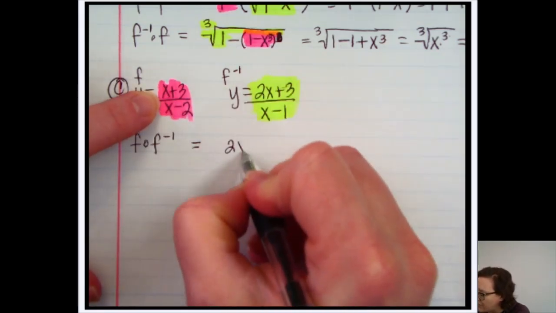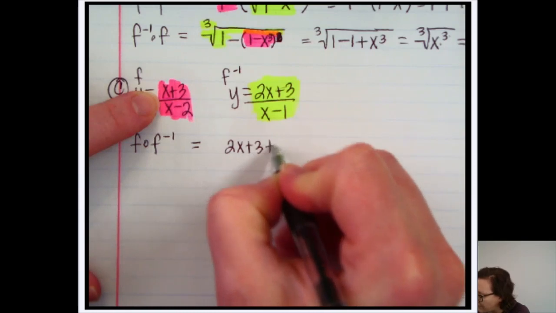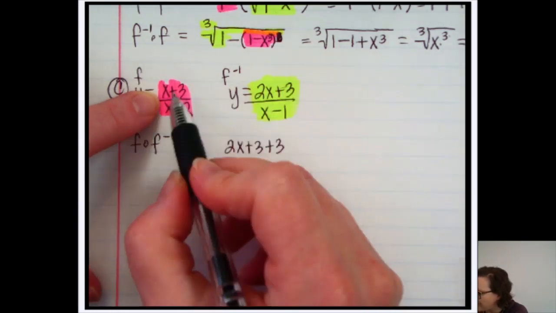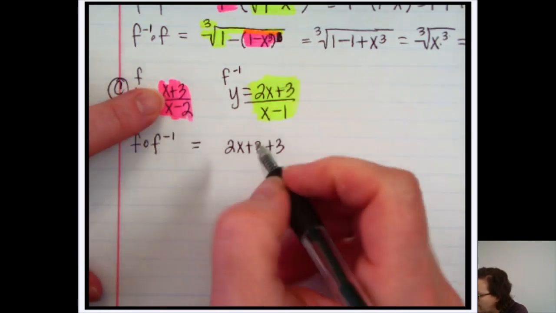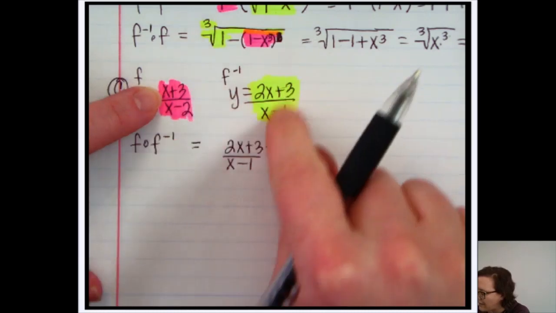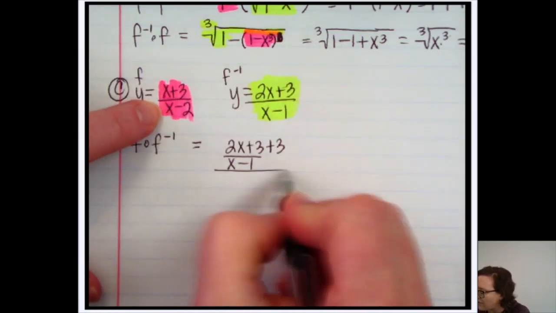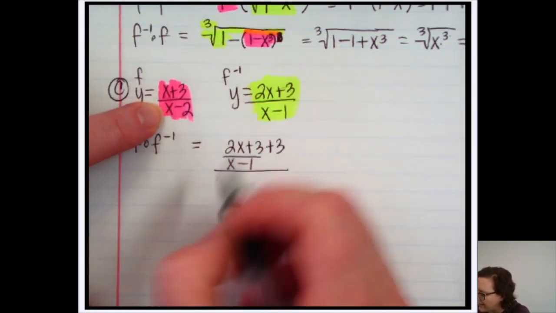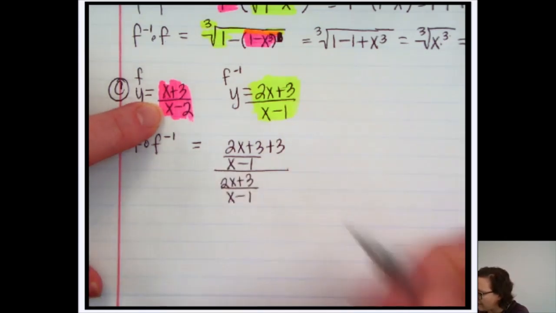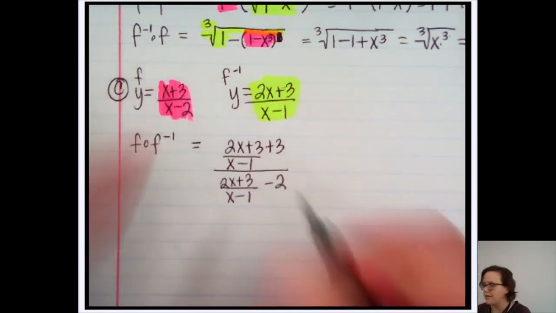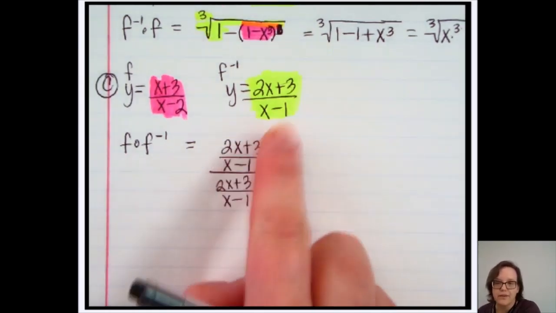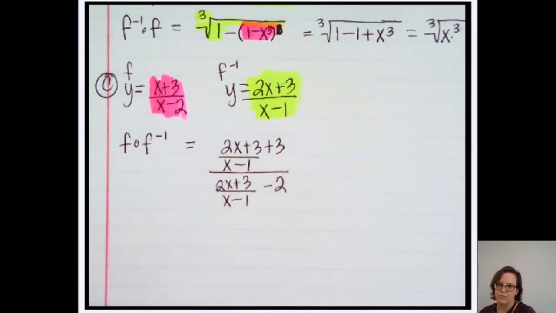Okay, so we have 2x plus 3 plus 3. Okay, whoops. So put 2x plus 3 in for x, okay, over x minus 1. Okay, so that was all for the x, and then we added 3, okay, and then we go to the bottom, and we have to do this for x again. So 2x plus 3 over x minus 1. Okay, and this time we have a minus 2. Okay, so again, here we have x plus 3, and here we have x minus 2.